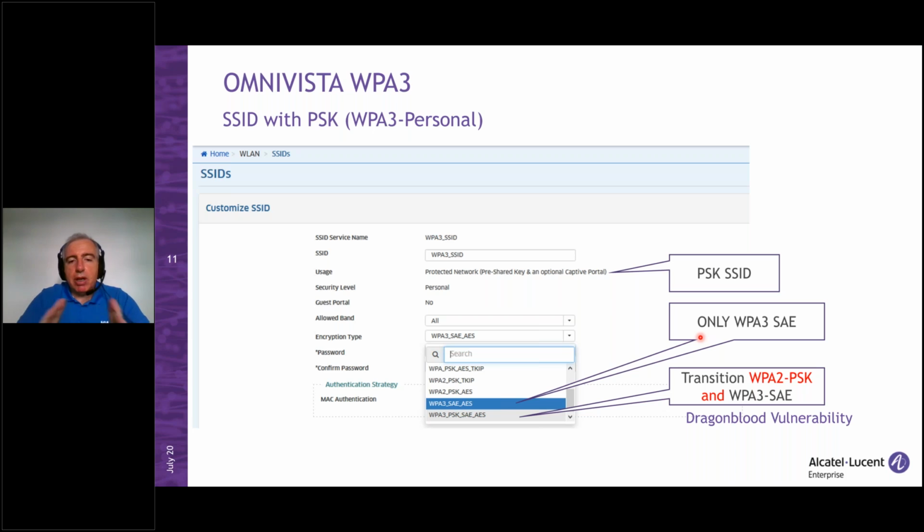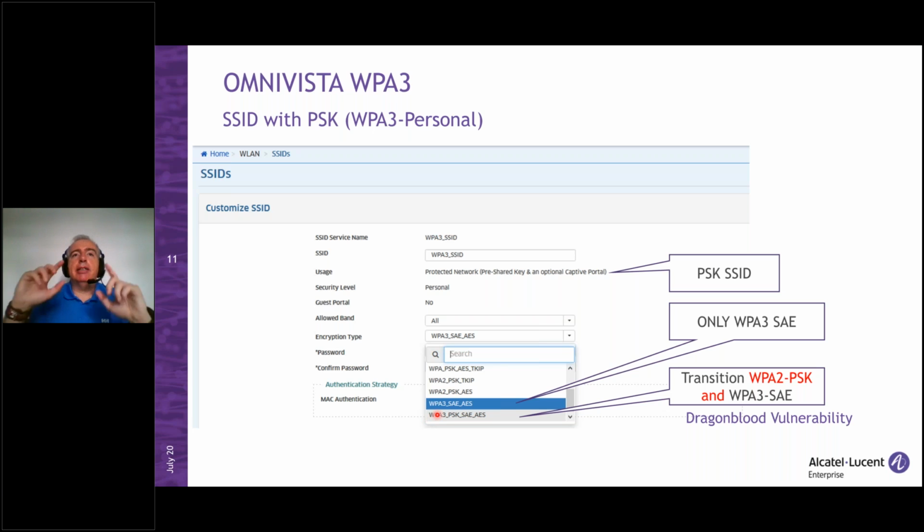Okay, if you want to use only WPA3, this is the one you have to use. In fact, this is the one you should use, because the other one is the transition mode. The transition mode allows a single SSID to support both WPA3 and WPA2 simultaneously. So legacy devices that are not able to support WPA3 can connect to the same SSID as the most modern WPA3 devices.